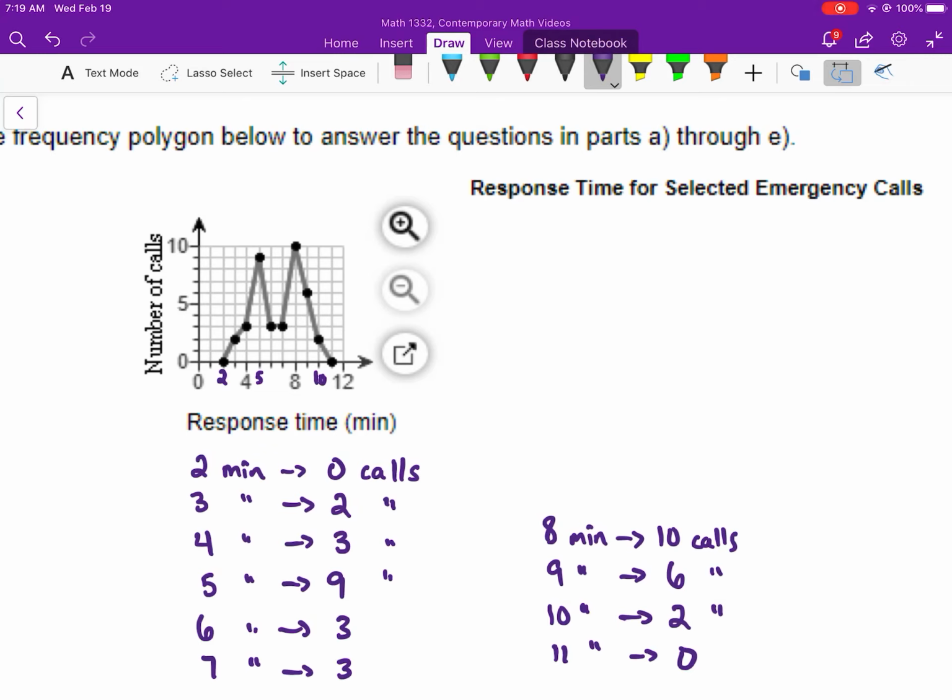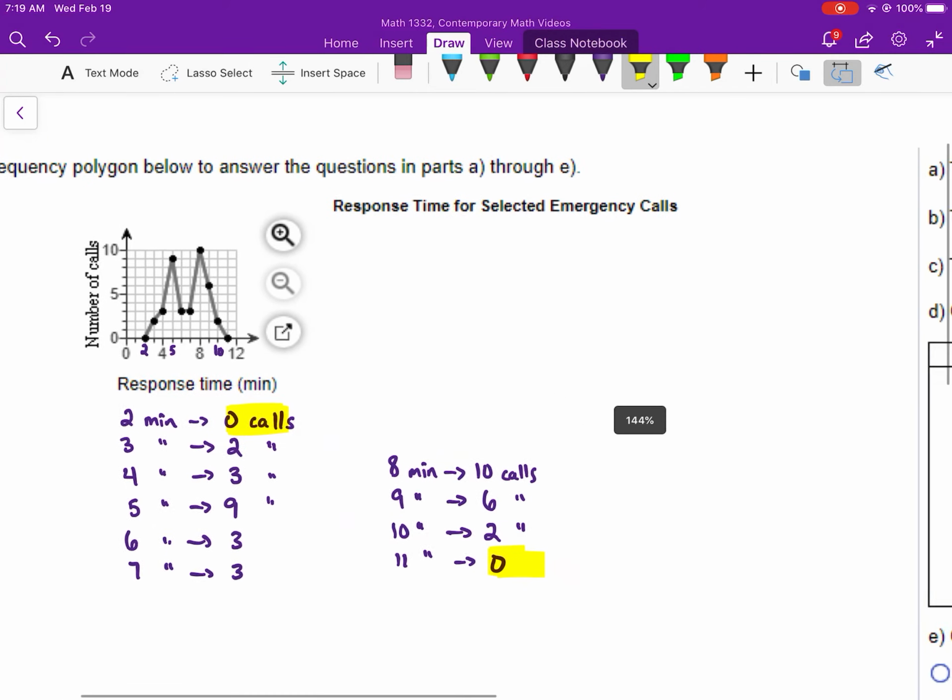The important thing about a frequency polygon is that it does begin and end at 0. So that's very important. At the 2-minute mark, we had 0 calls, and at the 11-minute mark, we had 0 calls. Now let's take a look at our questions.